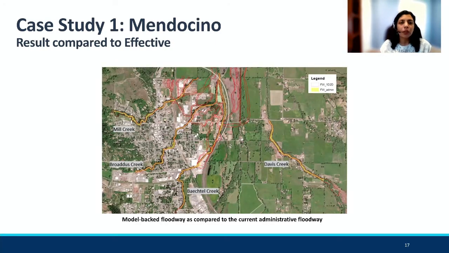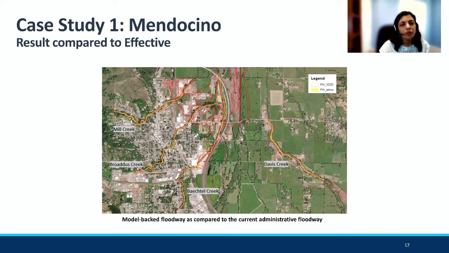And that's how we develop the model-backed floodway results, and here you can see how they compare to the effective. Shown in red lines is our model-backed floodway as compared to the current administrative floodway, which was shown in yellow. So the new model-backed floodway compares very well to the administrative floodway on the upstream channels, and it does add new floodway on the overbank flow area.